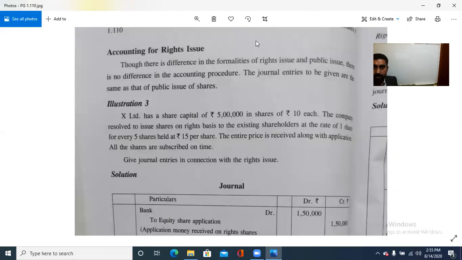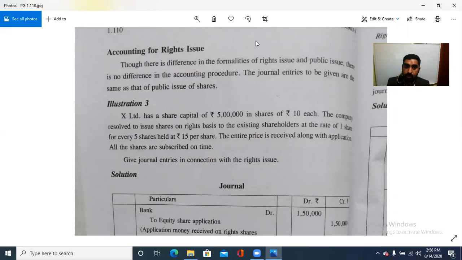Though there is a difference in the formalities of the rights issue and the public issue, there is no difference in the accounting procedure. First there is application money, then allotment money, then call money. The journal entries are the same as for a public issue of shares: bank account debtor to share application, share application to share capital, then share allotment to share capital, bank to share allotment, then share call to share capital, and bank to share call account. The same entries repeat here as in a public issue. There is something different between the two, but the accounting treatment is the same.